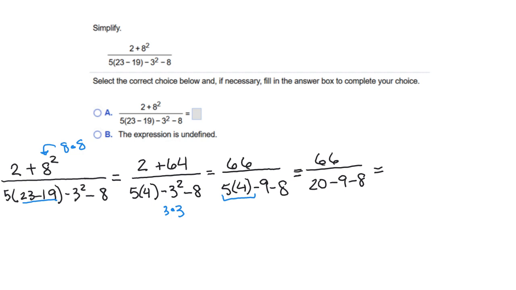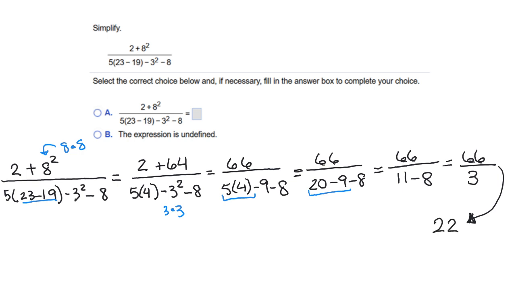And then from here, again, I'm going to rewrite my numerator. And I'll go left to right, adding or subtracting left to right. So 20 minus 9 is 11, minus 8. Rewriting once again, adding and subtracting from left to right will give you 66 divided by 3. And my final simplified answer is coming out to be 22. 66 divided by 3.